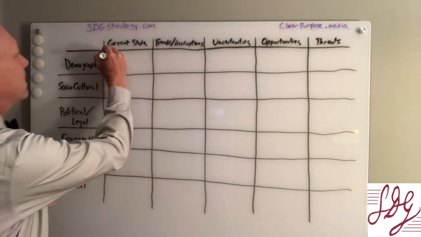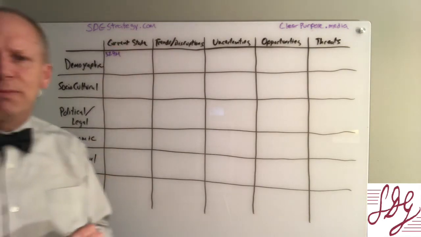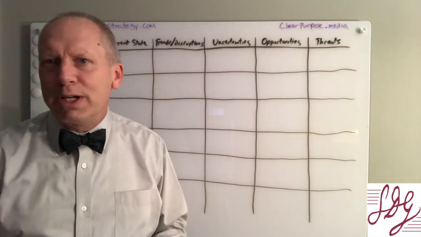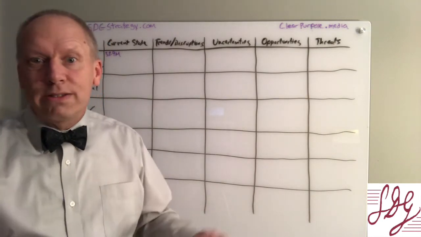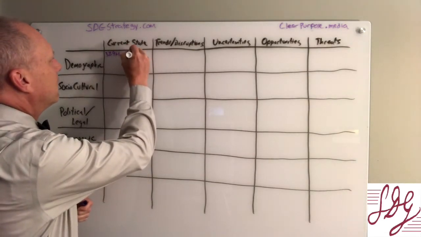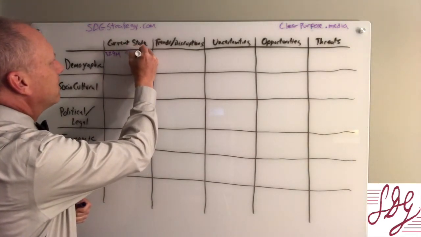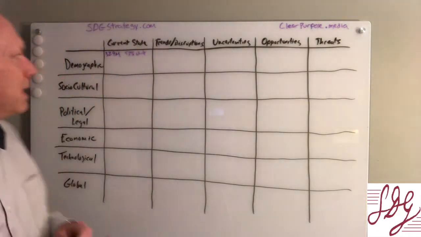In the U.S., the population is about 329 million people currently. We could break down demographics in terms of race. So about 53% are white. About 20% are Hispanic.